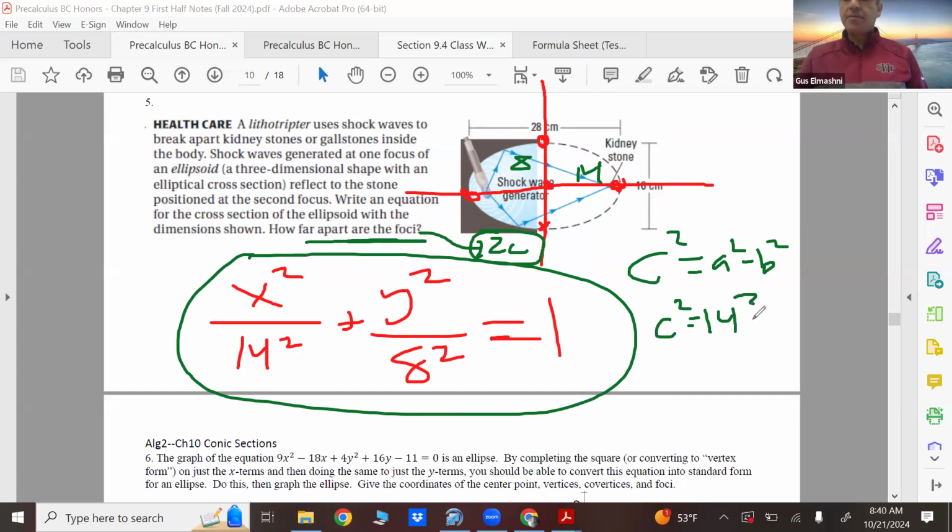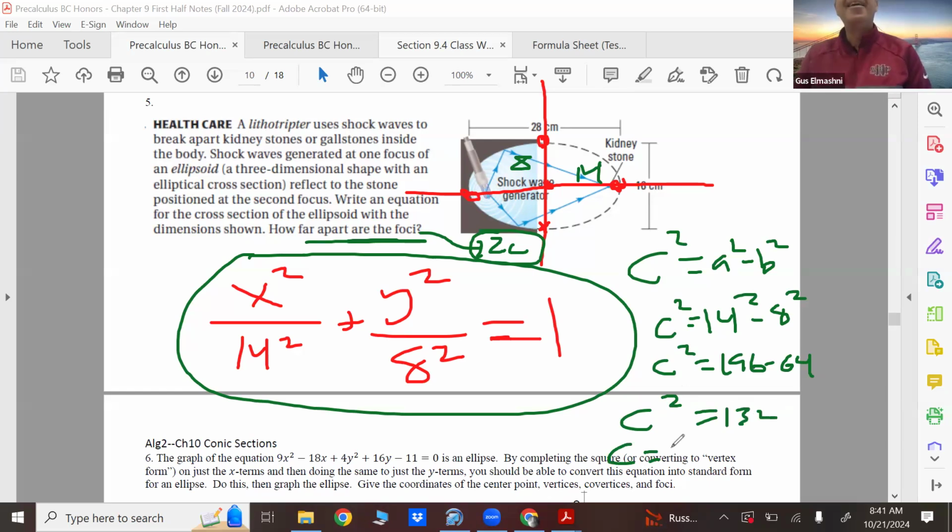14 squared, which should be 196 minus 64, which is what, 132? Yeah, which is some wacky number. Does that have any factors that are perfect squares? 4, yeah. So that's 2 root 33. Am I correct in assuming that?